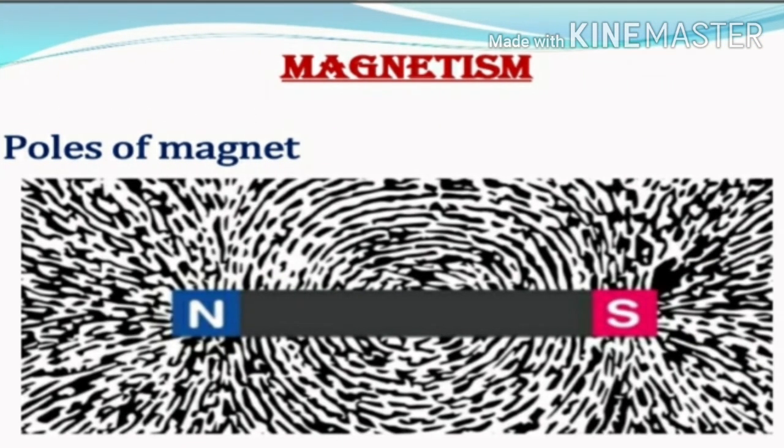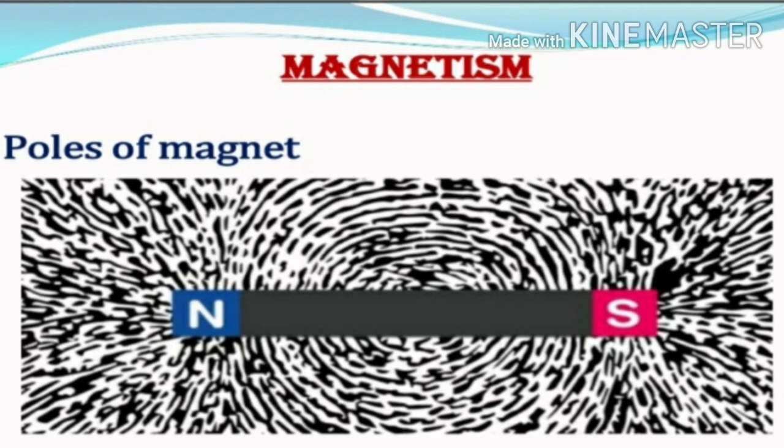Poles of a magnet. Spread some iron filings on a drawing sheet. Place a bar magnet on it. Slightly shake the paper so that the iron filings stick to the magnet. What do you observe? We observe that more iron filings cling to the ends of the magnet than to its center. This shows that the attraction of the magnet is strongest at the two ends than in the middle.